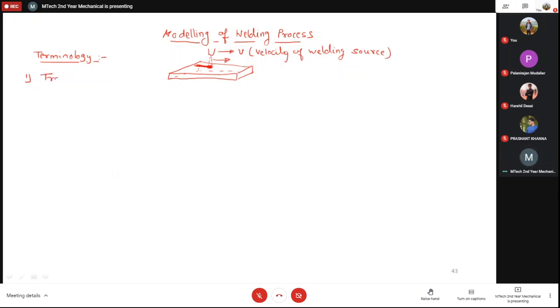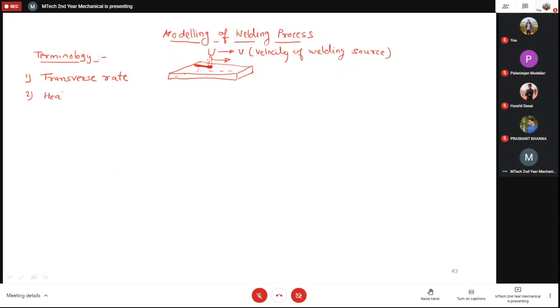So this is the transverse rate, the direction in which we are moving the welding source, the welding torch. The welding source may be the welding torch, the electrode, or the gas, if it is a gaseous source. Now this arc, the function of the arc is that it is providing some heat input to the weld material, the base material.